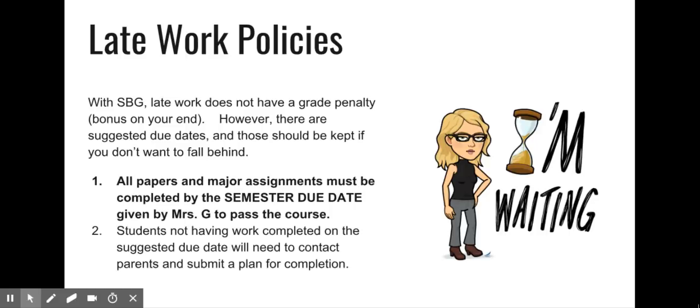The second thing is students not having work completed on the suggested due date will need to contact parents on their own and say, I didn't have this work even though it was done, and submit a plan for completion. Of course, a pink slip, and you can come in during academic lab. But again, students need to be tracking this work and trying to keep up with those due dates. But if you miss it by a day or two or even a week, it's not penalized.